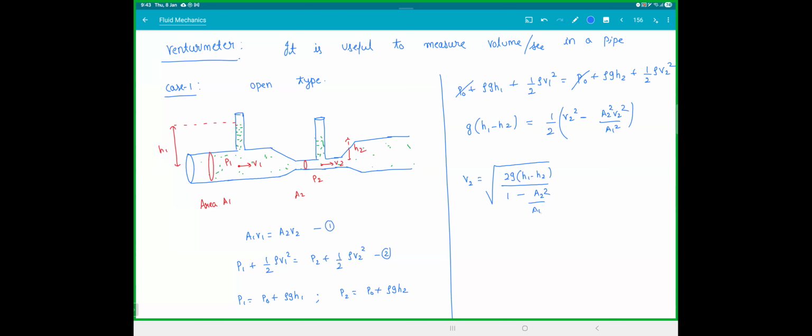If you remember, this kind of looks like the velocity of efflux, doesn't it? So this will be root 2G delta H, that's the difference in height between the two vertical cylinders, divided by 1 minus A2 square by A1 square. If you see this, you know everything here. You know delta H, which you can see from the observations. You know A2 and you know A1. So the liquid flowing per second is area into velocity, which is A2 V2. So this is one technique. Nice one. Got something?